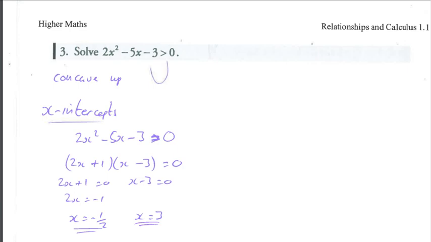We are looking at one more solving a quadratic inequality question here. So we're solving 2x squared minus 5x minus 3 is greater than 0. So again, step one, is this a concave up or concave down? Is this a smiley or a sad parabola? It is a concave up parabola, smiley face parabola.